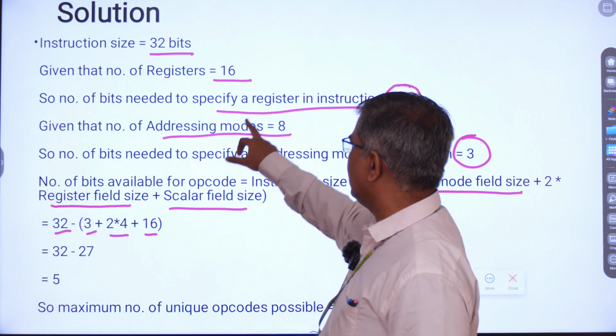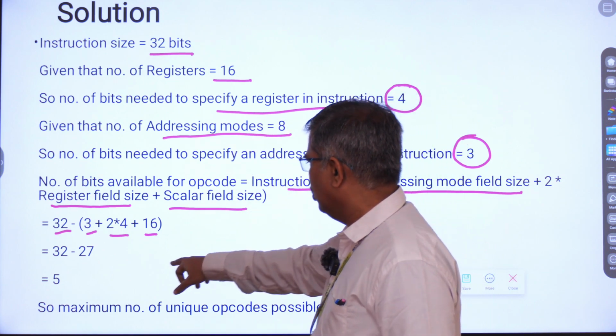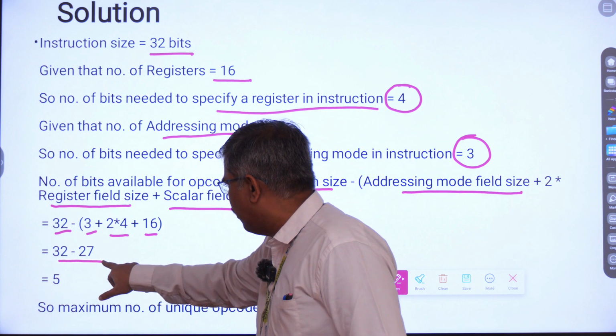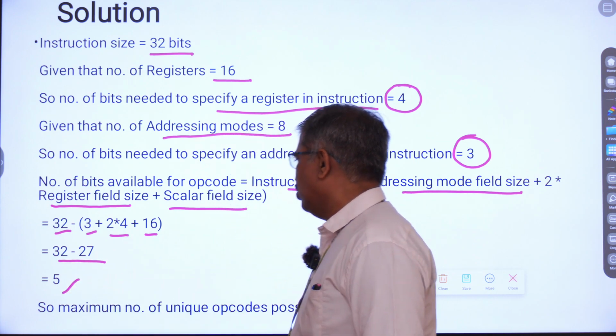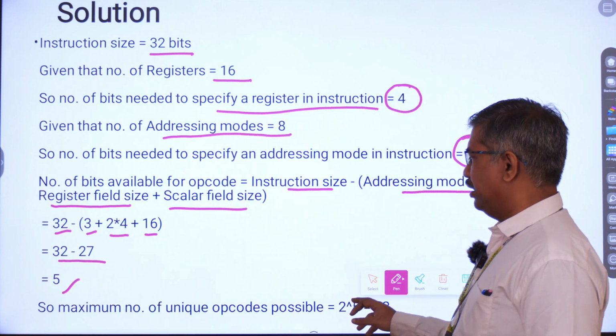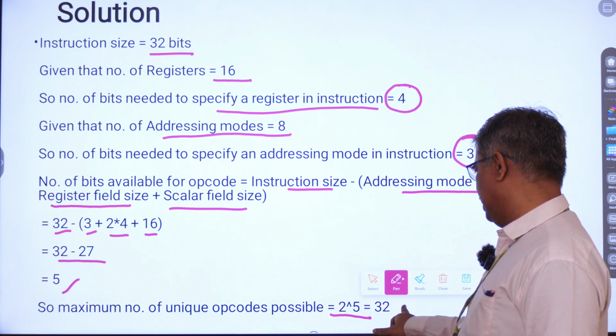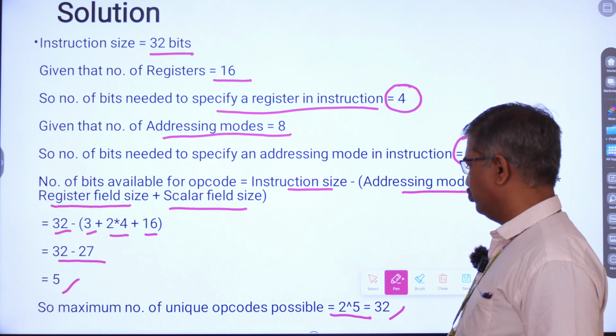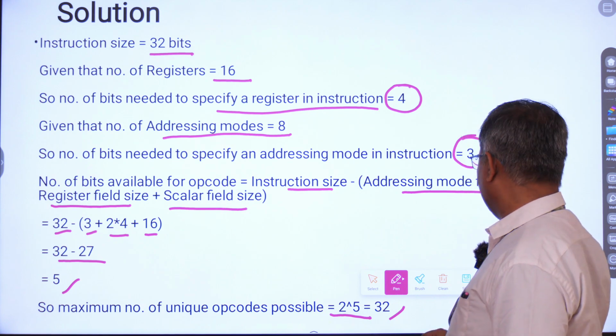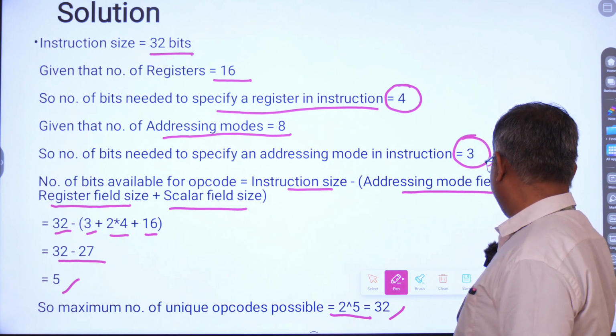Okay, all the data is now available here. So 32 minus 27 gives 5. So the maximum number of unique opcodes possible is 2 to the power of 5, that is 32. Okay, this is the answer for this question.